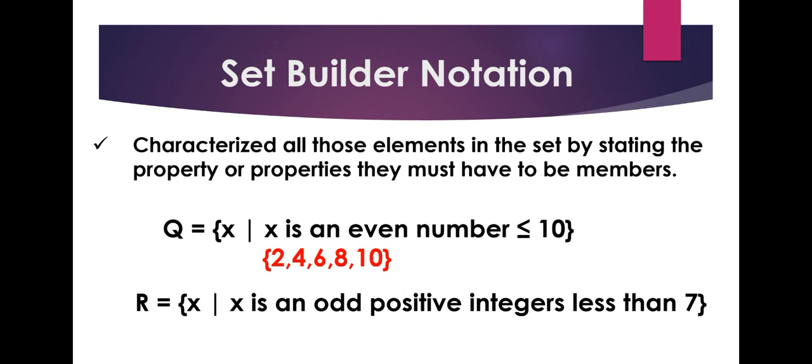Another example, x is an element of R such that x is an odd positive integer less than 7. So, ano naman daw yung mga positive integers na mas mababa sa 7? Odd positive integers, we have 1, 3, 5. So, 1, 3, and 5 lang. Di natin pwedeng isama si 7 kasi sabi less than nga. Wala namang sinabi na less than or equal to 7.